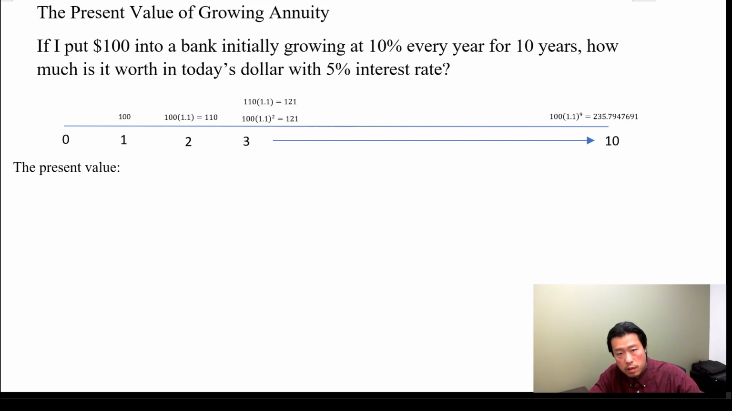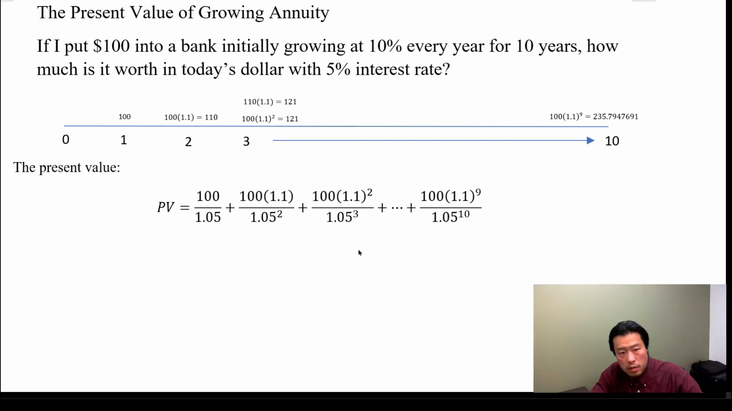To find the present value of this growing annuity, you should discount each cash flow individually back to time 0, and then add those present values up to get the total present value. Because the $100 is paid at the end of year 1, it should be discounted with 5% for 1 year. So you divide 100 by 1.05 to the power of 1.